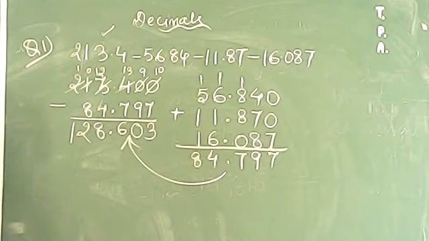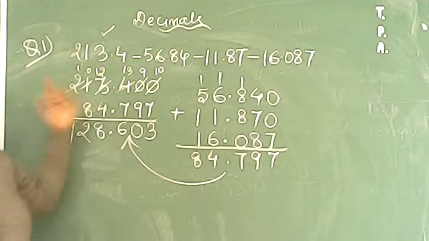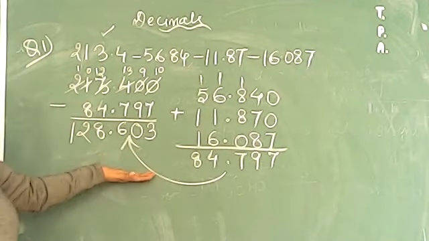So 128.603 would be your answer for the solution part. Okay, this is simply addition and subtraction, but you have to use a little bit of mind for it. ठीक है, या तो आप इस क्वेश्चन को दो पैटर्न में कर सकते हो. एक तो ये पैटर्न हो गया.